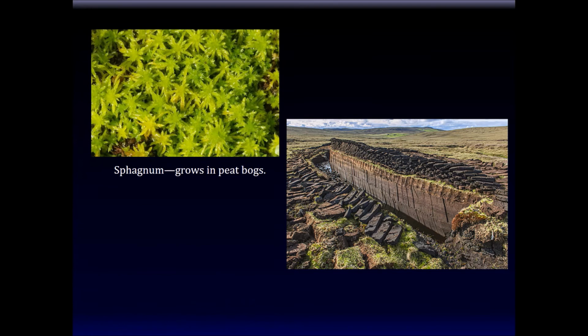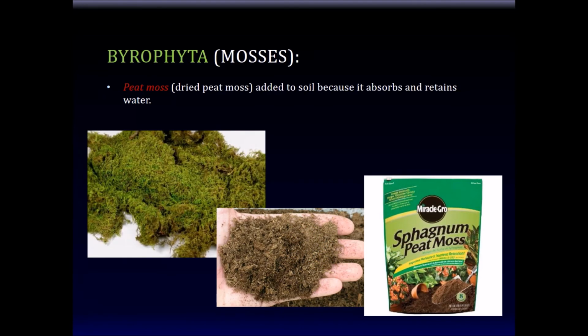There's a special type of moss that merits mention, and that is the peat moss. It typically grows in peat bogs. Peat bogs are like old decaying plant matter and are very rich organically. Dried peat moss is added to soil by farmers and planters because it absorbs and retains water. So you'll probably see this in your friendly neighborhood plant store.